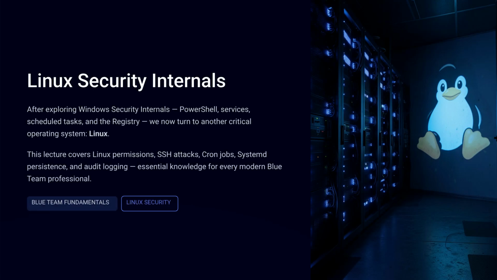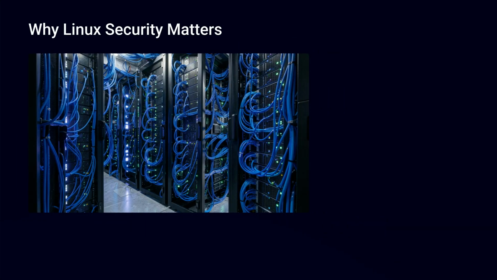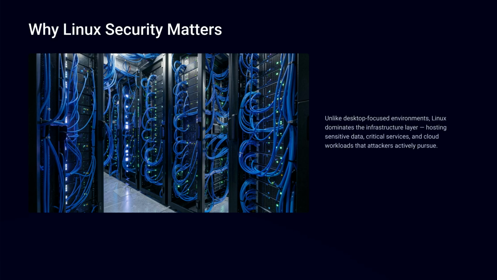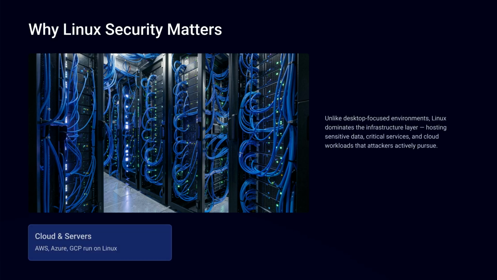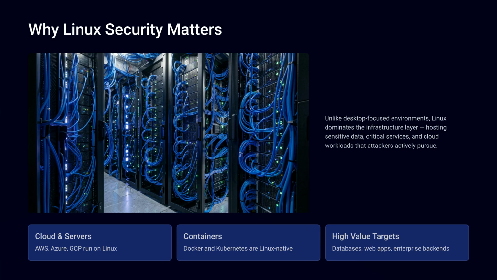We will cover critical Linux security topics, including permissions, SSH attacks, cron jobs, systemd persistence, and audit logging. This is essential knowledge for blue team professionals. Linux dominates the infrastructure layer, hosting sensitive data and critical cloud workloads that attackers pursue. This includes cloud and servers, containers like Docker and Kubernetes, and high-value targets such as databases and web application backends.